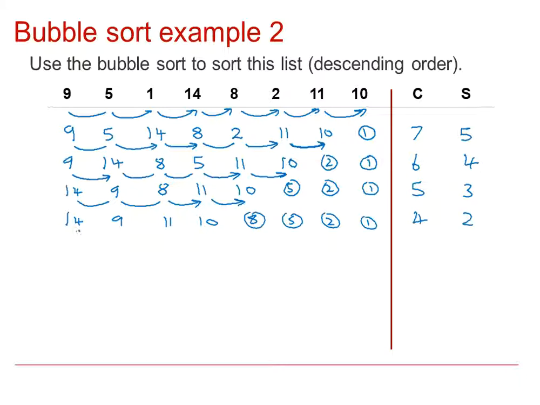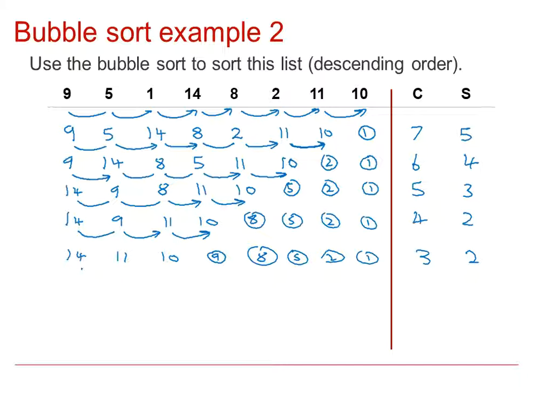So carrying on. 14 is bigger than 9, stays where it is. 9 is smaller than 11, so swaps. 9 is smaller than 10, so swaps. We now have 9 in the right place. So it's about keeping things neat and organised as we're going along. So that's 3 comparisons, and we made 2 swaps.